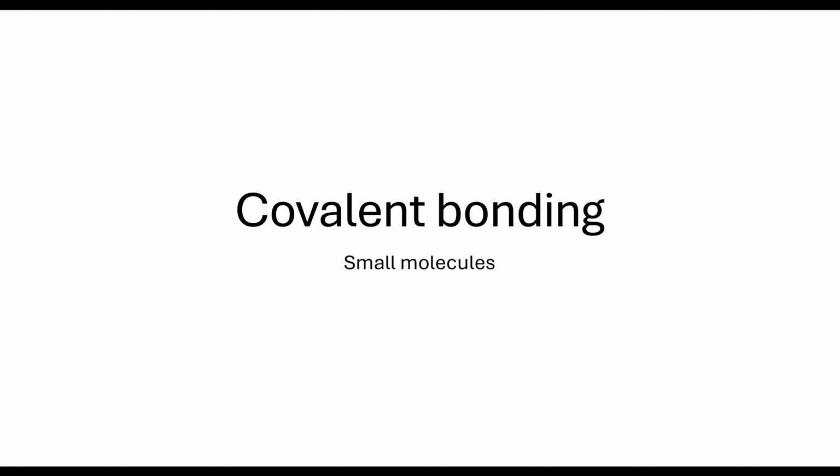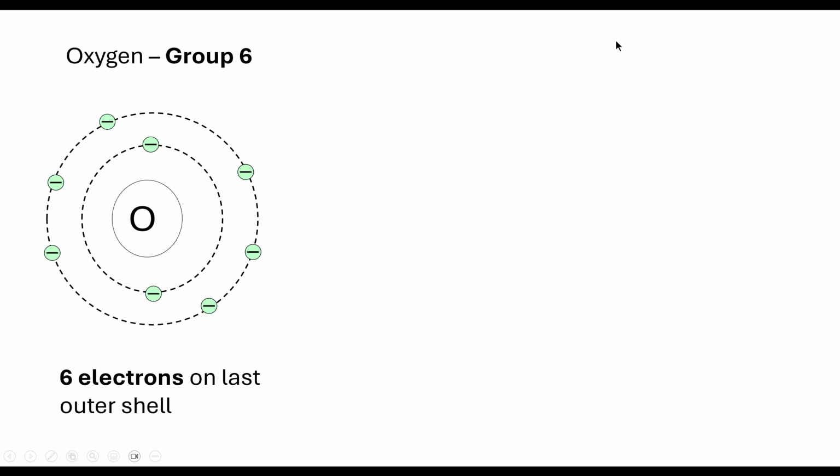So in this lesson, I'm going to look at covalent bonding and small molecules. I'm going to start with my oxygen. Now, oxygen is in group 6, so that tells me it has 6 electrons on its outer shell. To get a full outer shell, a stable arrangement of electrons, it requires 2 electrons.